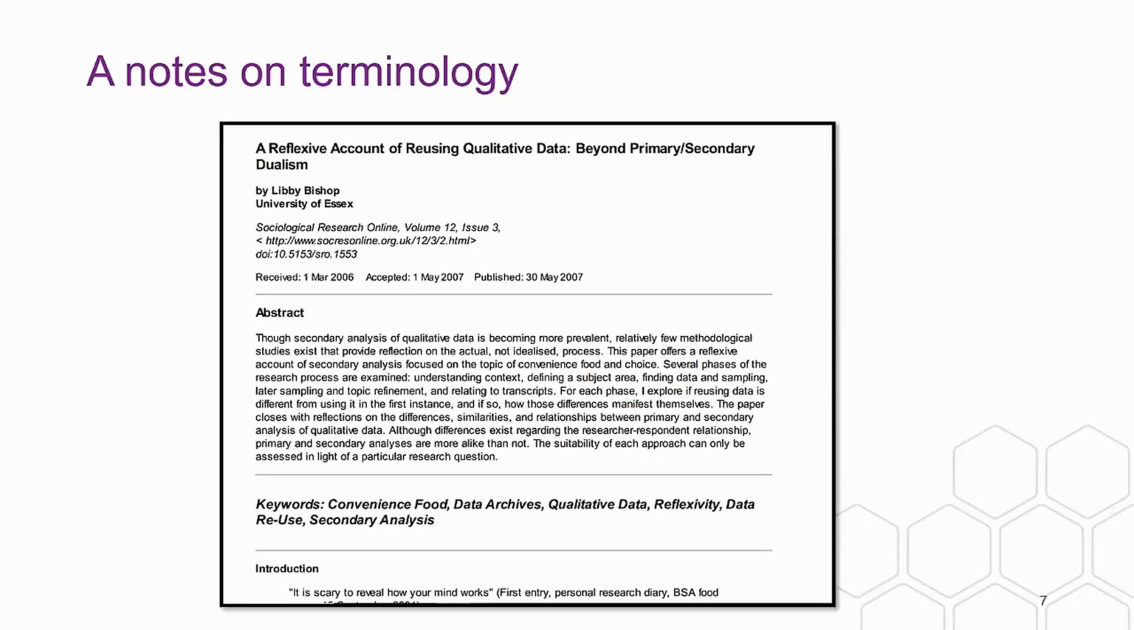So in 2007, Libby Bishop wrote about the primary-secondary dualism, and she basically was making the argument that there may be a privileging of methods where you go out and collect the data yourself, and using terms like secondary analysis or secondary data reinforces that hierarchy. But actually, primary and secondary analysis are a lot more similar than different if you fully consider the key methodological issues of secondary analysis as a method.